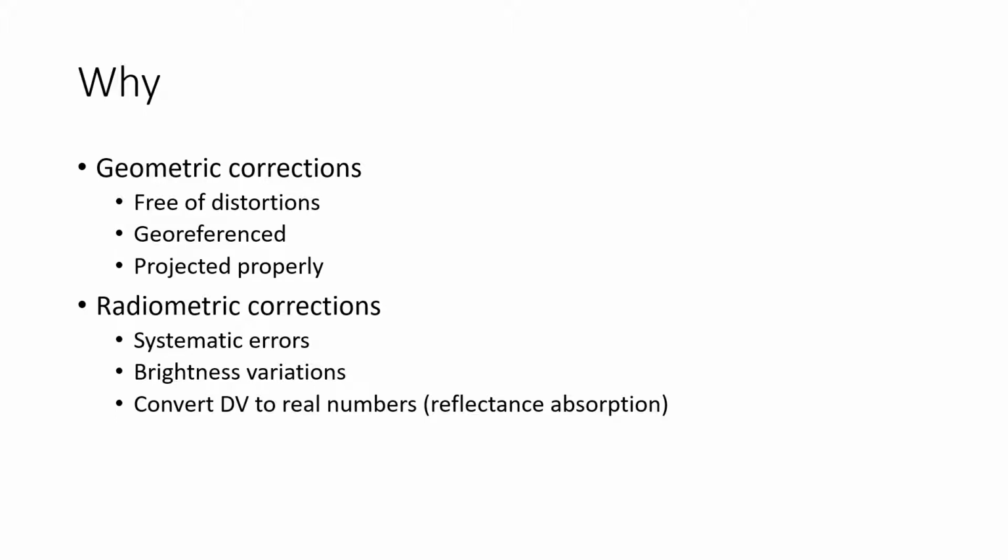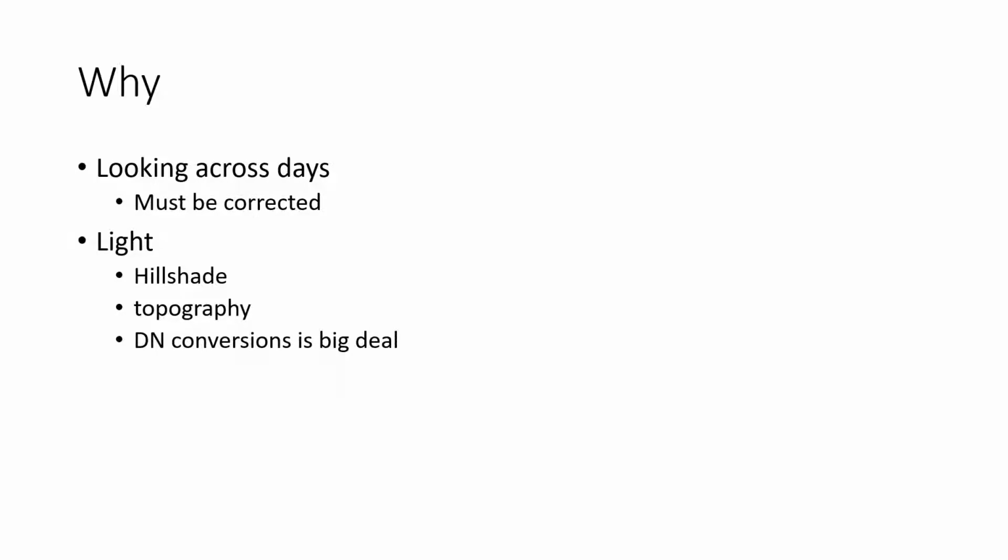As far as radiometric corrections, there are systemic errors and brightness variations, that kind of stuff. If we're going to try to make real numbers out of it, that's more of a problem, but for some uses this isn't going to be a big deal. Why do we have to worry about all this stuff? What if we're looking across multiple days? Then different amounts of sunlight need to be considered, or we need to pick methods of analysis that will not be messed up because of that. We also have to look at light, hillshade, topography, and all that kind of stuff.